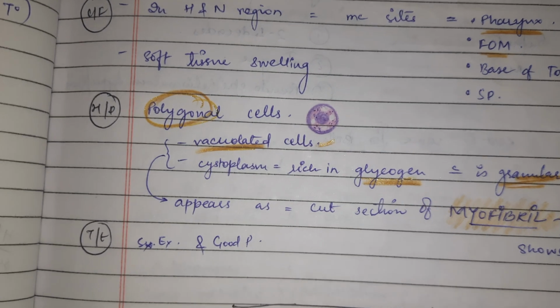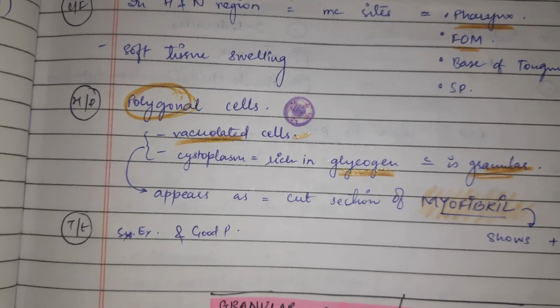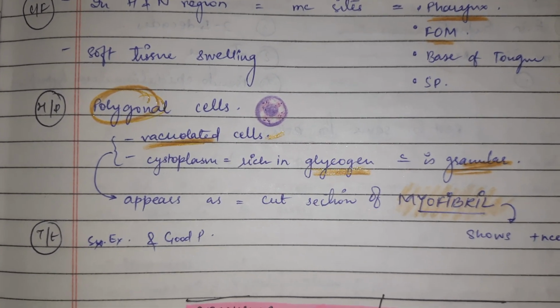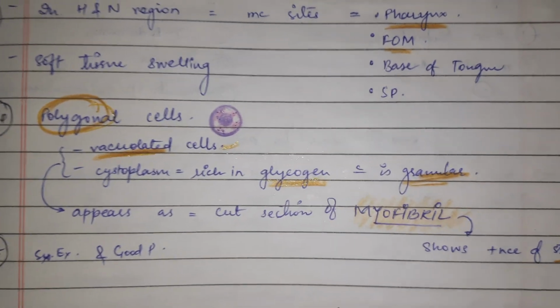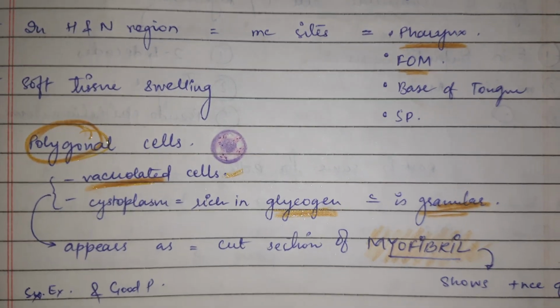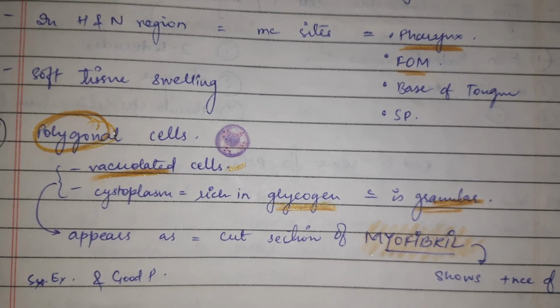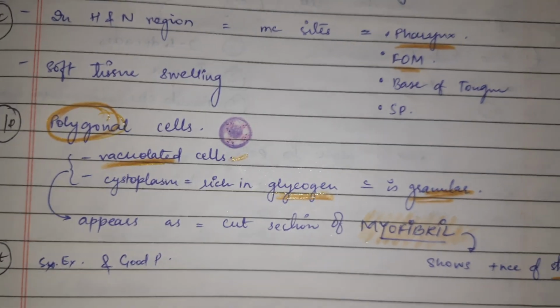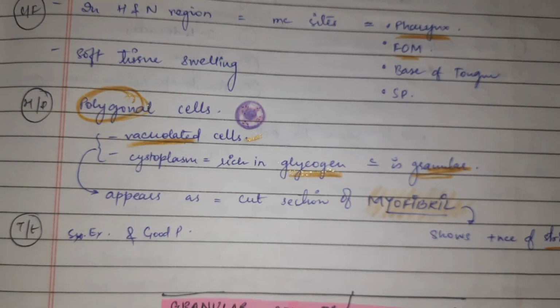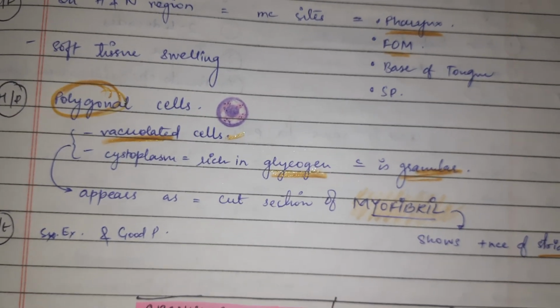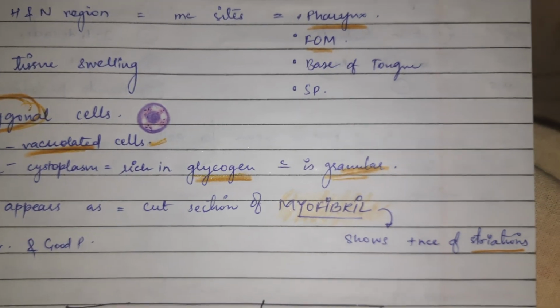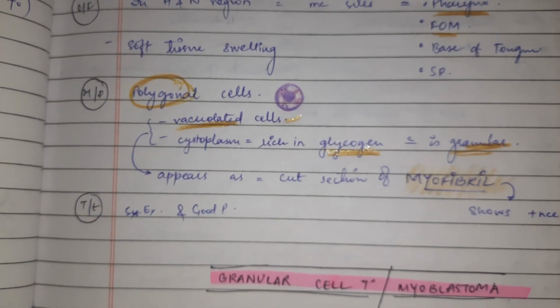Histopathology: polygonal and vacuolated cells are seen. The cytoplasm is rich in glycogen and is granular. The cytoplasm appears like a cut section of myofibril and shows the presence of striations. Treatment is surgical excision, with a good prognosis.